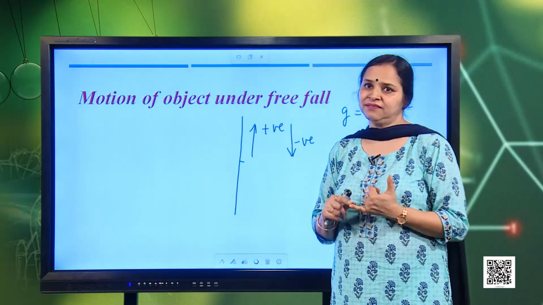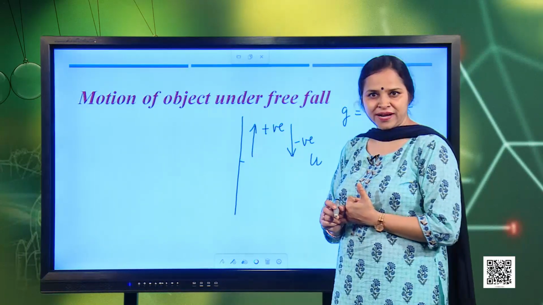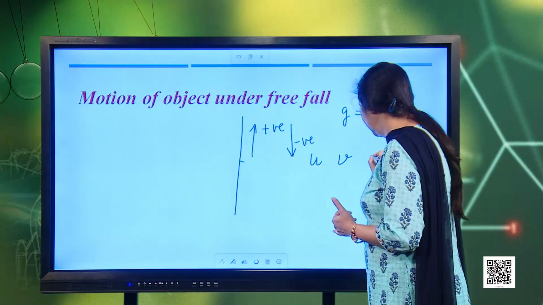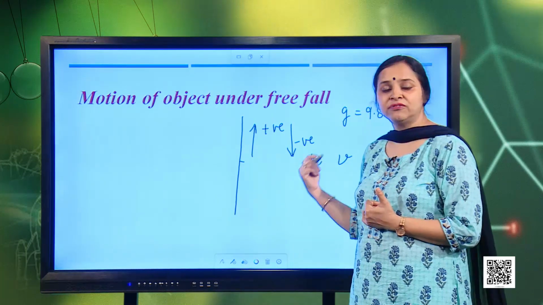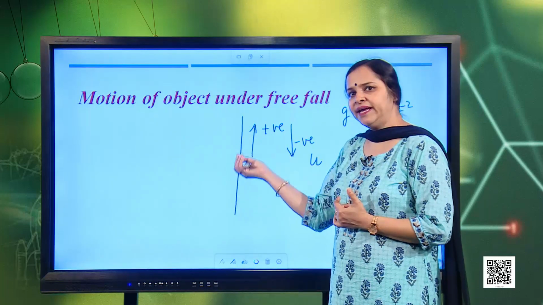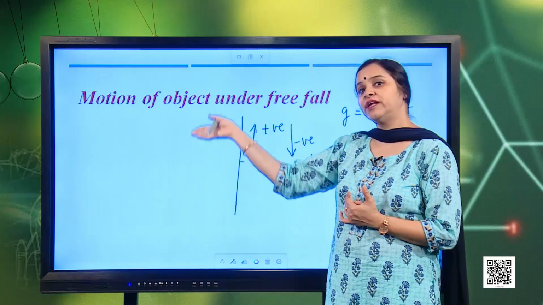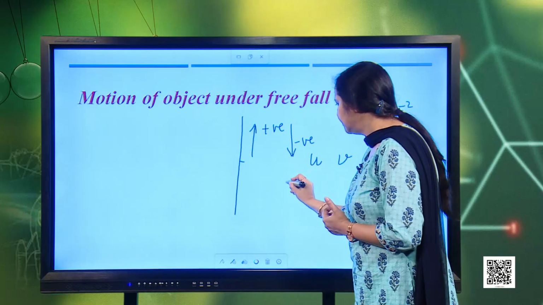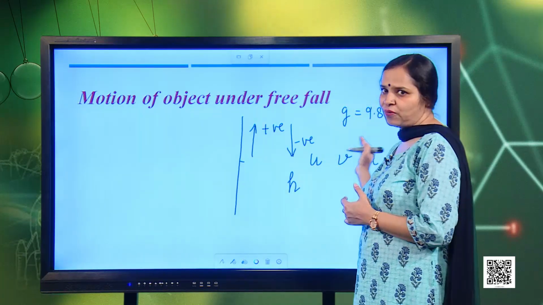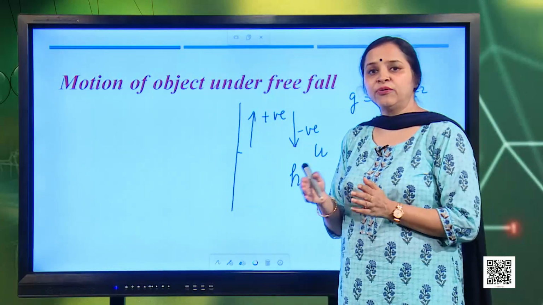The physical quantities are the initial velocity, which we represent as u, the final velocity, which we represent as v, the acceleration due to gravity, which we represent as a, or we can also represent as g, and the height, either when the body is moving against gravity or is falling towards the earth, then we can consider the displacement as h. So all these physical quantities are considered along with their sign. How do we allocate the sign to them?